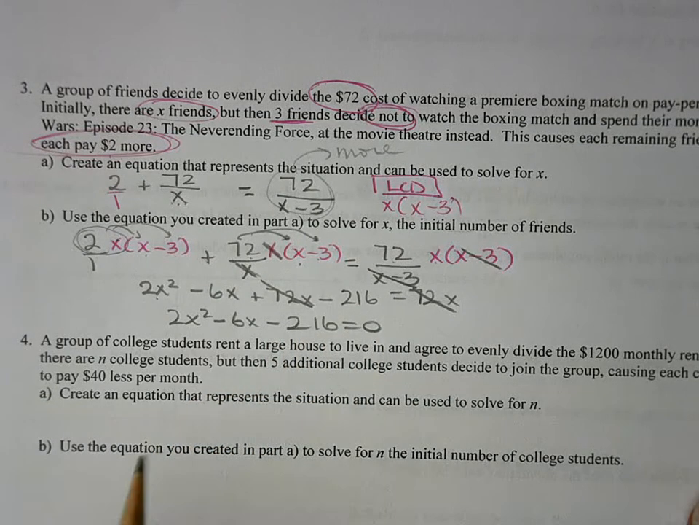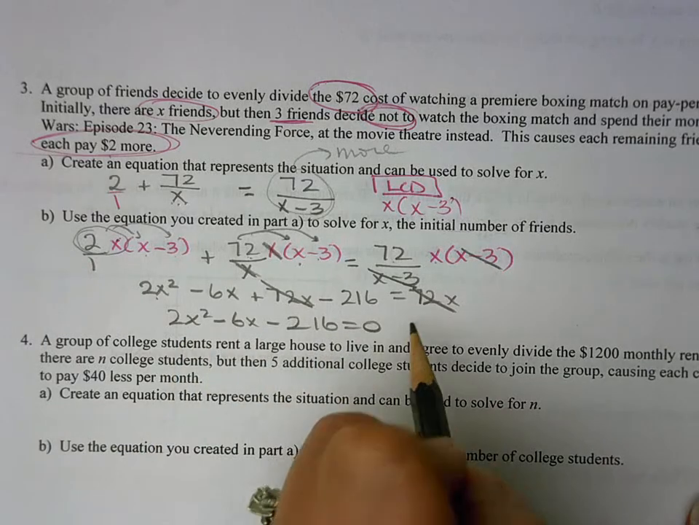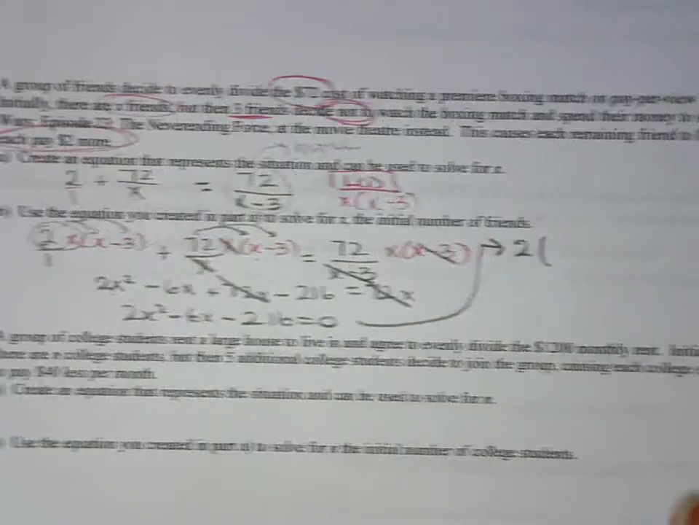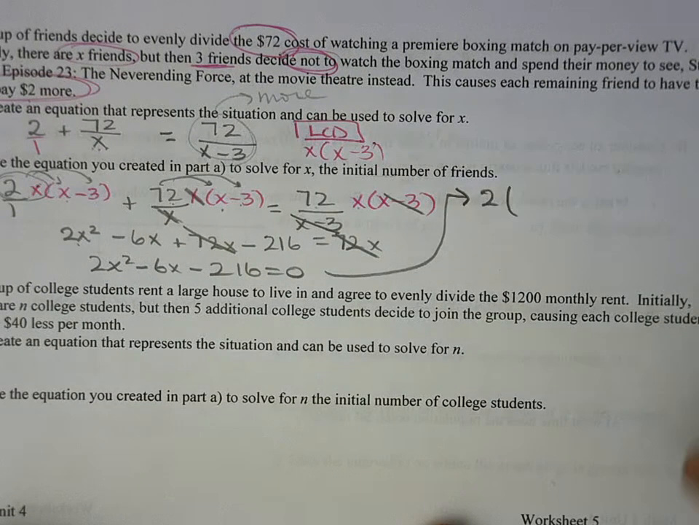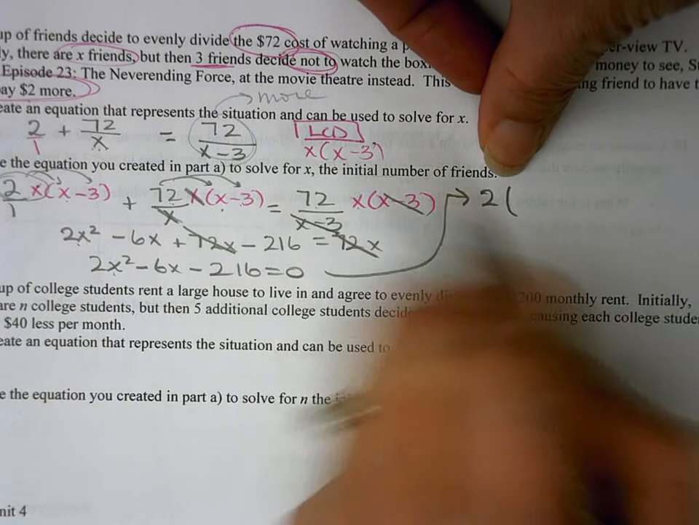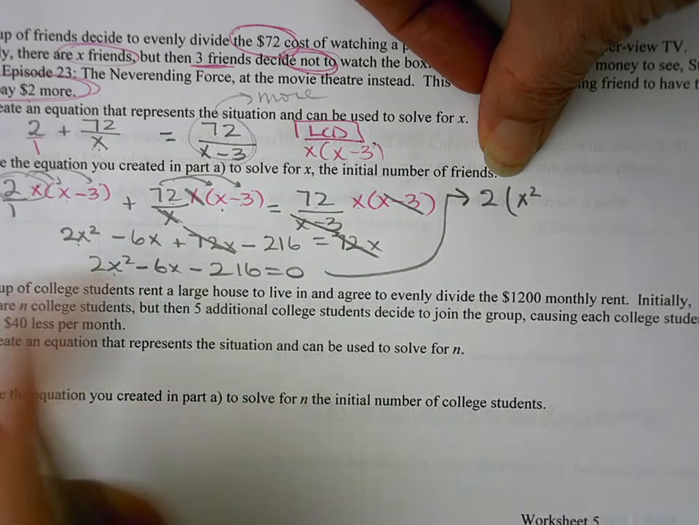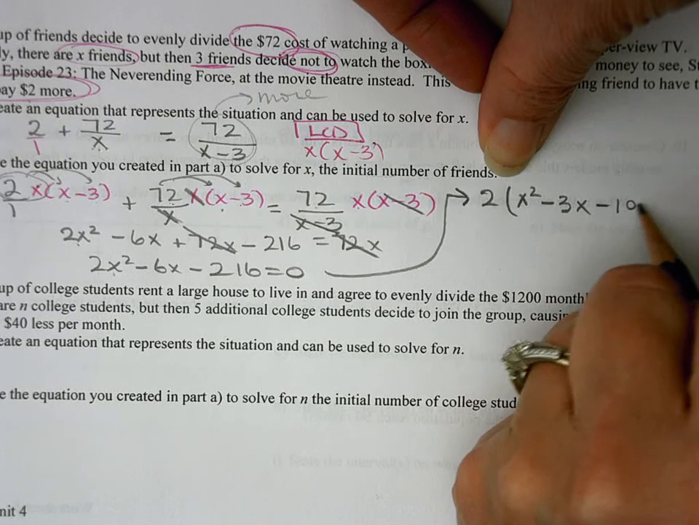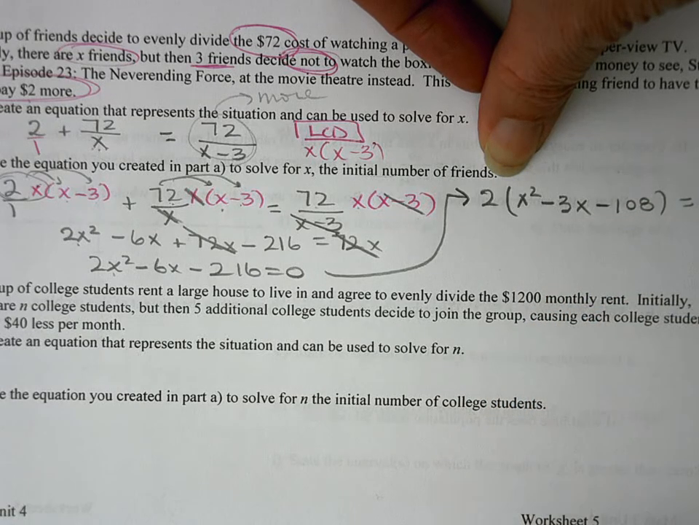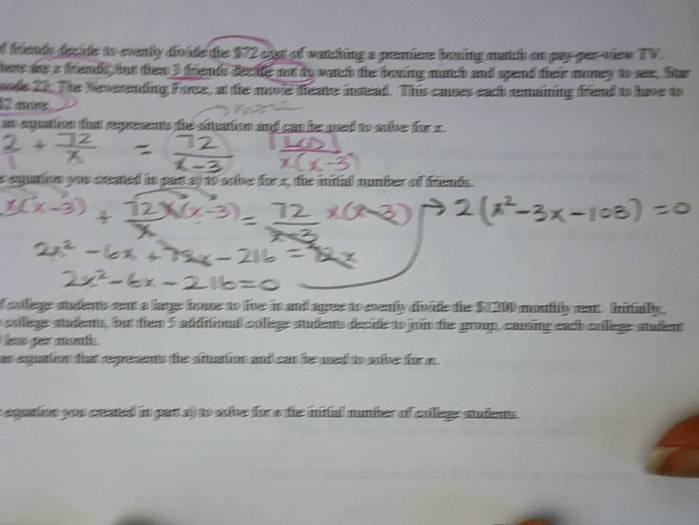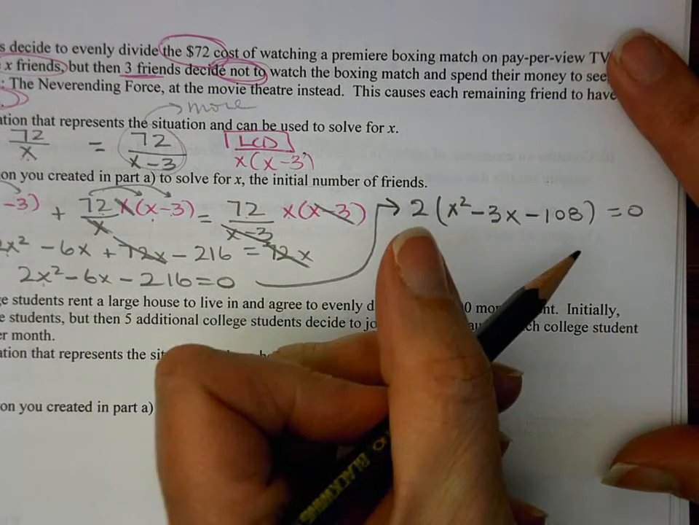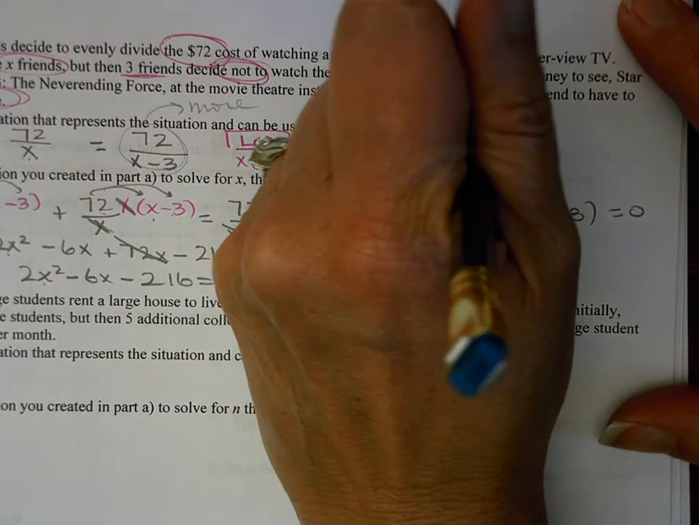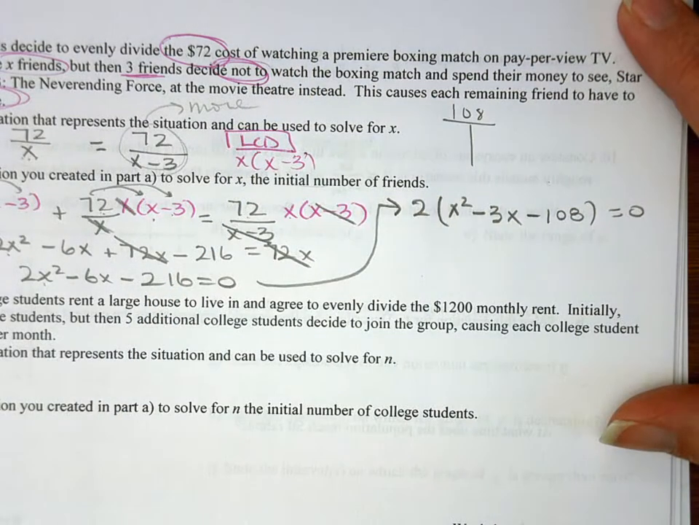And then from here I see that I have a GCF of 2, so I'm going to go ahead and factor a 2 out. That will leave me with x squared, negative 3x, and negative 108. Now I want to go ahead and factor this one more time. So for factors of 108, and 108 is pretty big, right? So I'm going to do that up here just because it's a long list of numbers that work for 108.